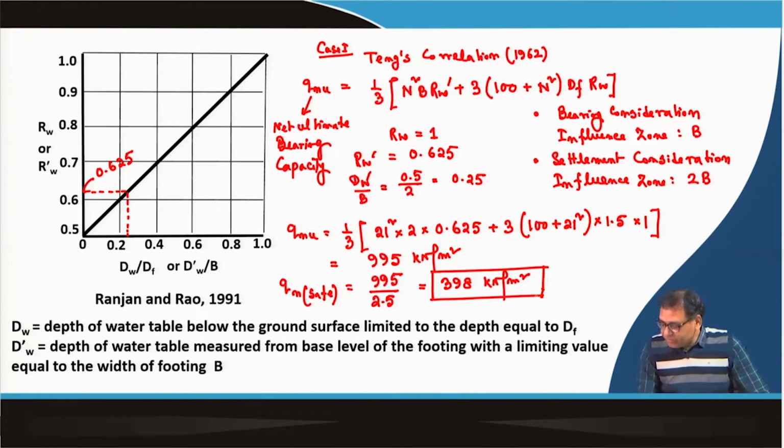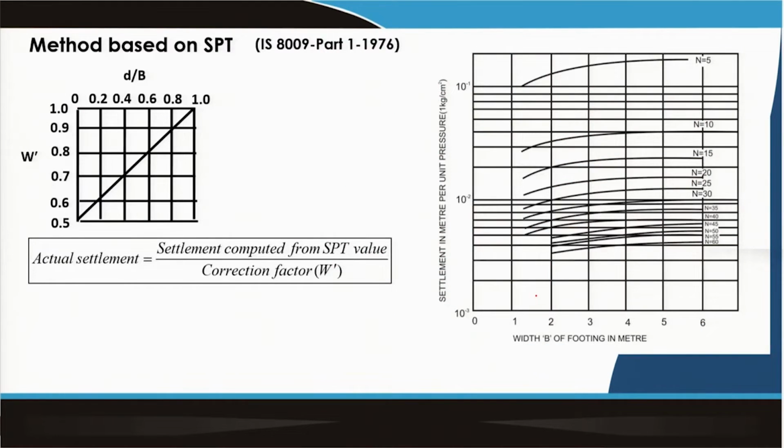So, now we will use the settlement consideration. We have used only the bearing capacity consideration. Now, we will use the settlement consideration, because, as I mentioned, during the design we have discussed the bearing capacity, then we have discussed the settlement, and then the allowable load is the minimum of the safe load considering settlement and bearing. So, we have considered the bearing capacity, now we will consider the settlement.